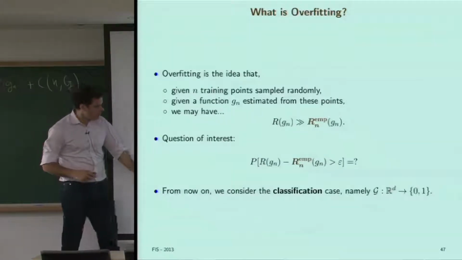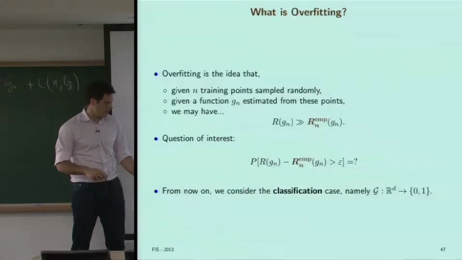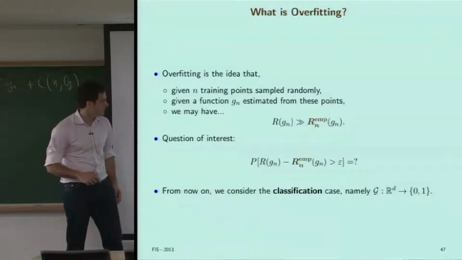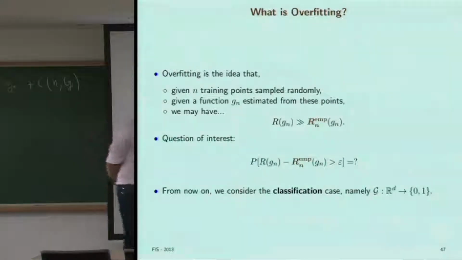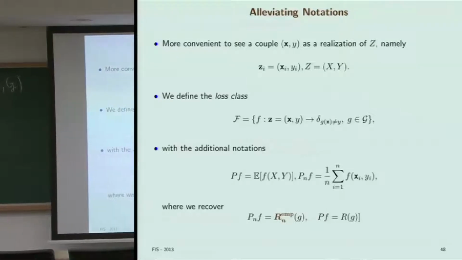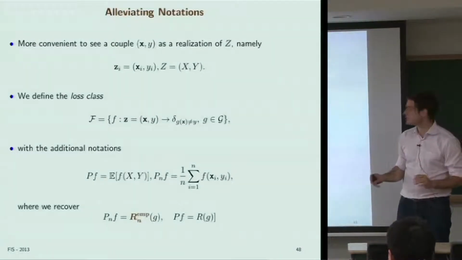So from now on, we will consider the classification case, which is easier to study than the regression case. So all the functions that we will talk about are functions of the type that goes from R^d to {0,1}. Okay? So here I'm just laying the foundations for next week's lecture. So I just want to clarify some notations.